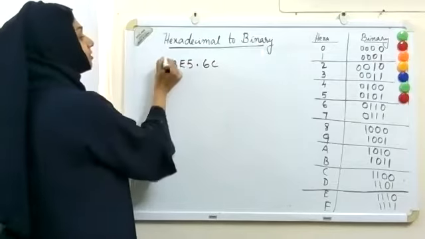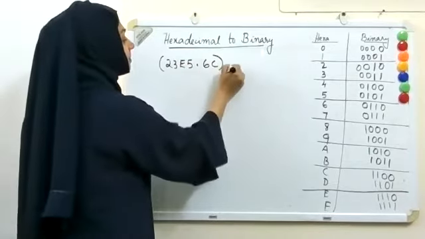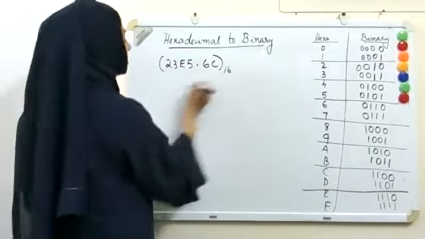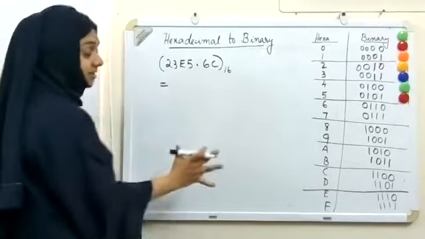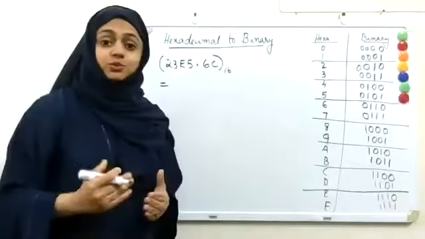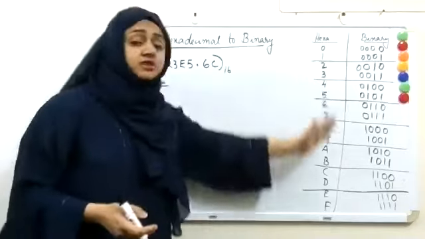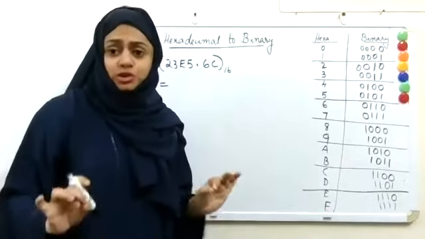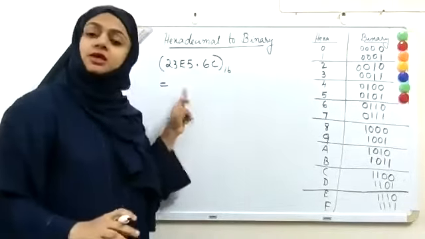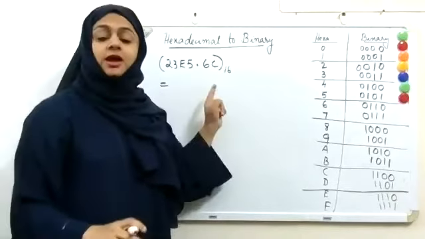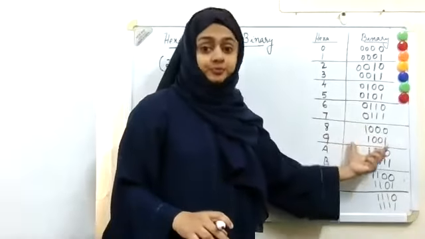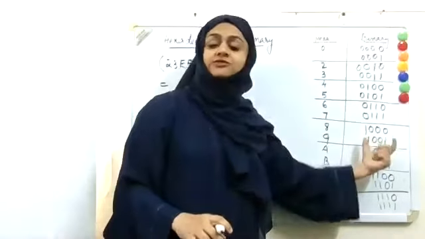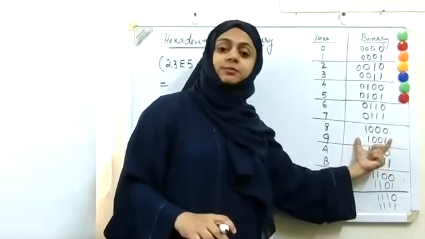So this is a hexadecimal number. Now I have to convert this into binary. When we convert to binary, if you have the table, it's very easy. What you have to do is take each of these digits and match it with the binary. You have to take 4 digits from the binary.